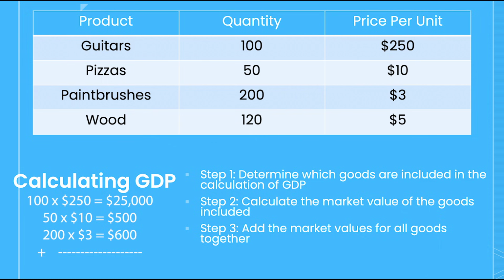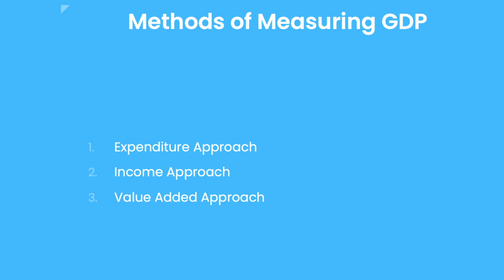So after summing up the market values of all final goods and services, we can determine the economy's GDP, and it is $26,100. Now, there's actually 3 different methods to calculate GDP, and they're known as the Expenditure Approach, the Income Approach, and the Value Added Approach. We will be discussing each of these methods in detail with examples in the future, so if that's a video you're interested in, make sure to check back with the channel regularly as we post new videos each week.